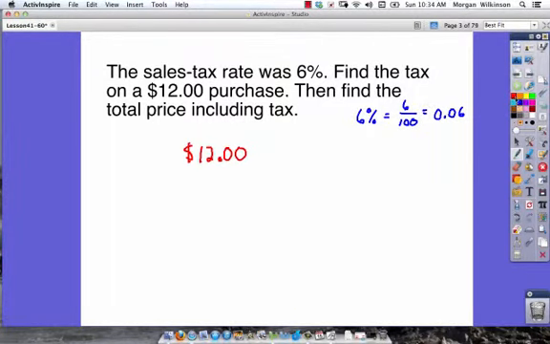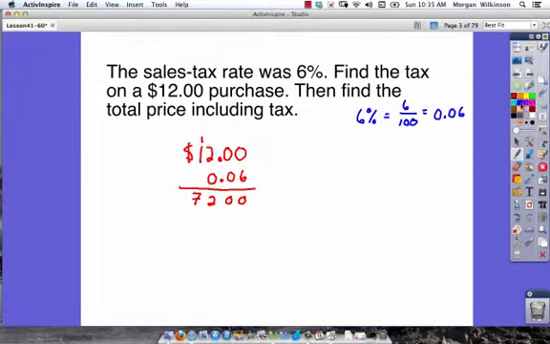So we're going to multiply $12 times 0.06. When we get our answer, that tells us how much tax there was on this $12 purchase. So 6 times 0 is 0. 6 times 0 is 0 again. 6 times 2 is 12. Let's carry the 1. 6 times 1 is 6, plus 1 more is 7. It looks like 7,200 was our sales tax, but that can't be right.